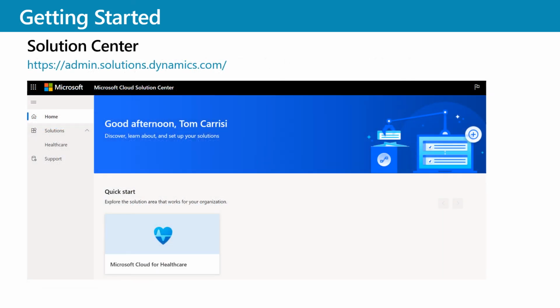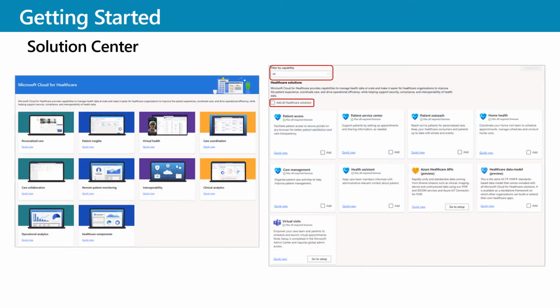The Solution Center. Please visit admin.solution.dynamics.com. Here you will be able to navigate to the Microsoft Cloud for Healthcare. From here, you can select all in the filter by capability drop-down to view all available solutions. Select Add all healthcare solutions to deploy all solutions. Select Quick View to learn more about the component and its dependencies. Select Add to select one or more solutions for deployment.